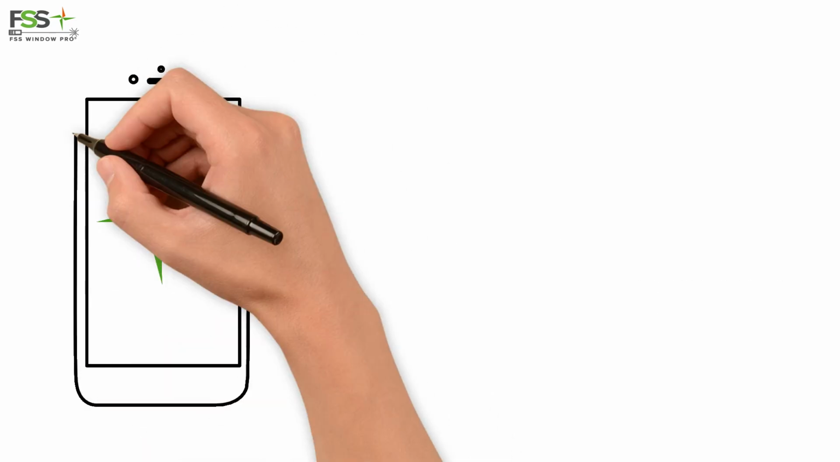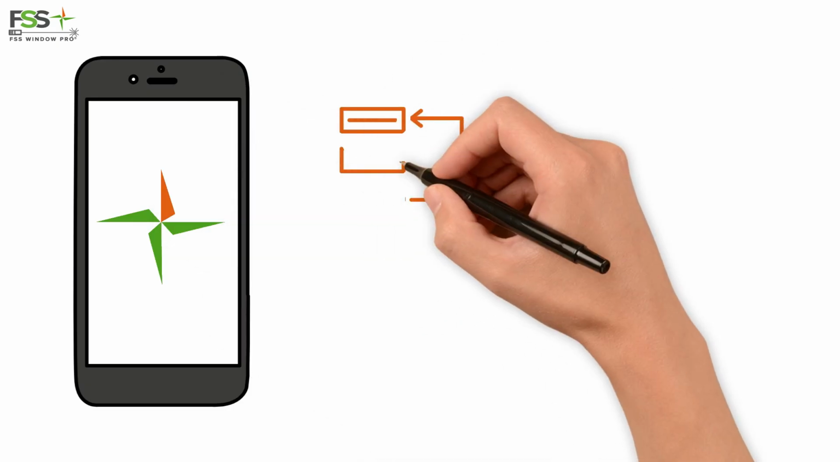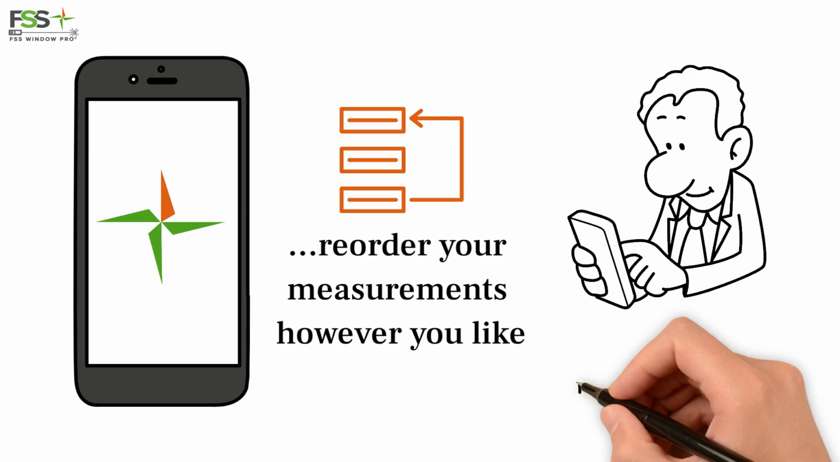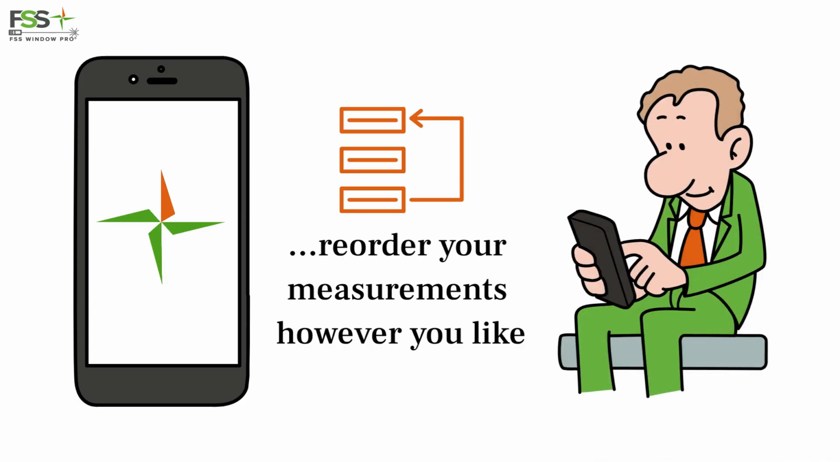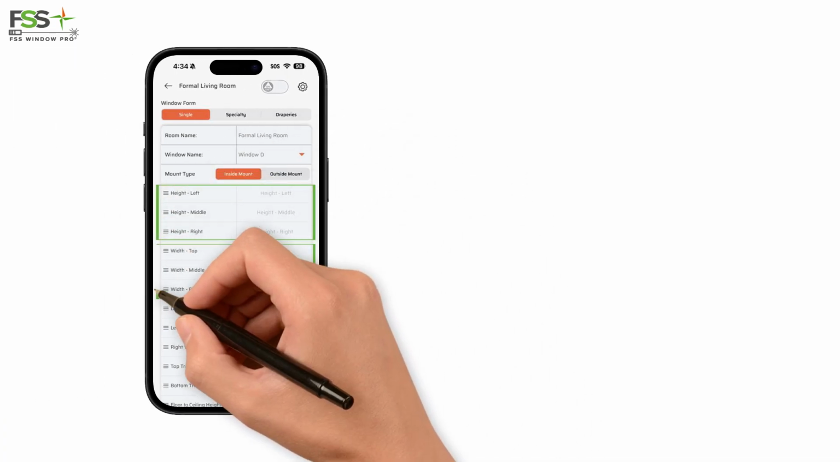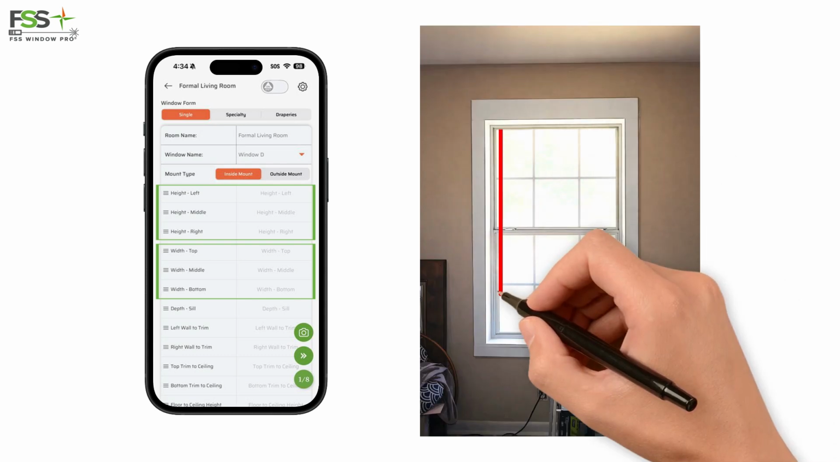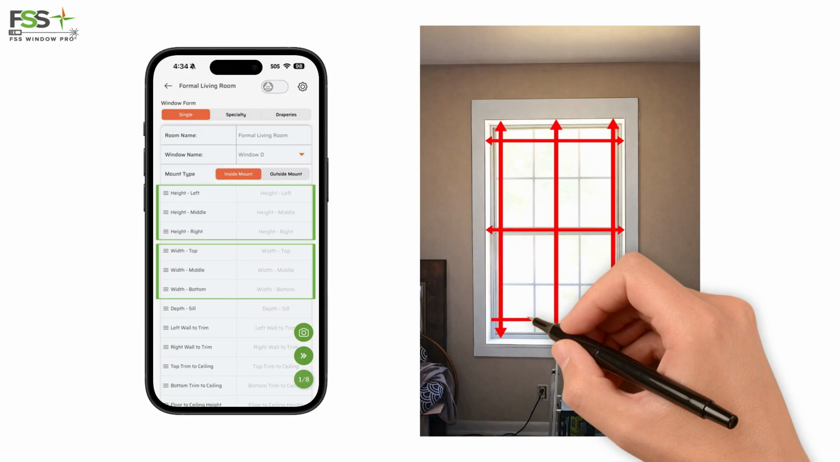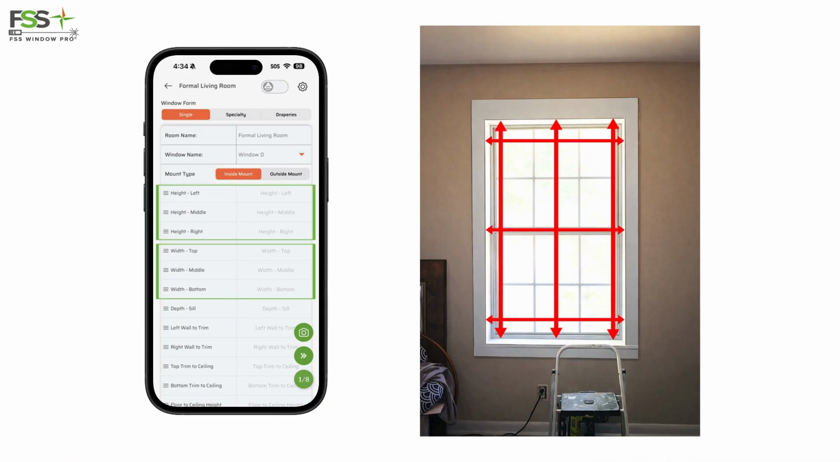One of the powerful features in the app is that you can reorder your measurements however you like. There's no fixed way you have to follow. It's built to match how you measure in the field. For example, in this first setup, we've moved the 3 height measurements above the 3 widths. So if you prefer to measure heights first and then move into widths, you can organize your form exactly that way.